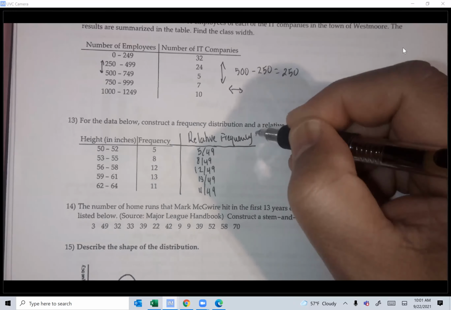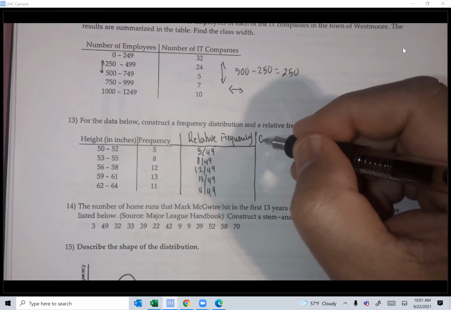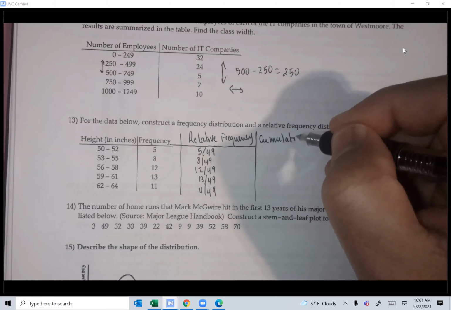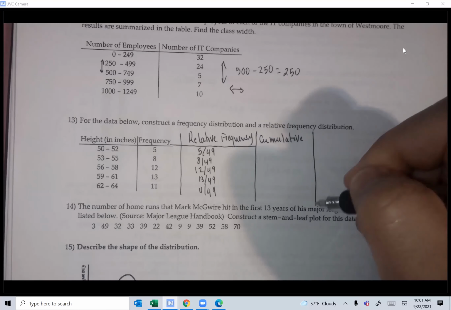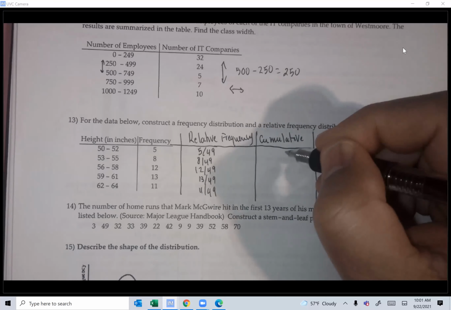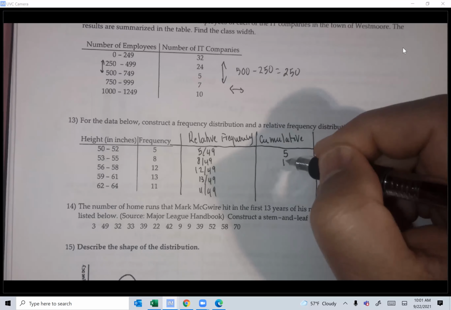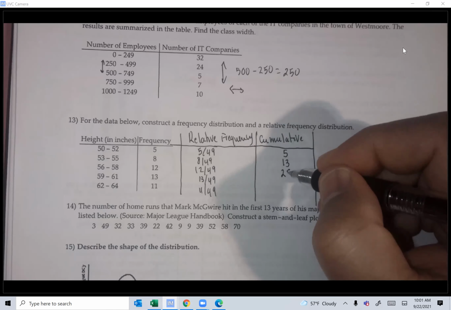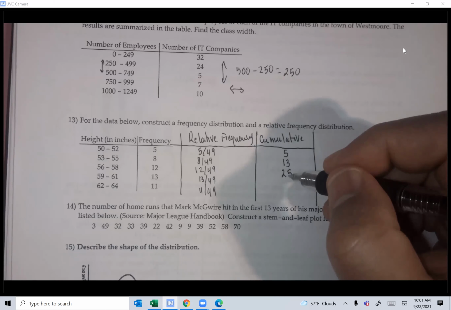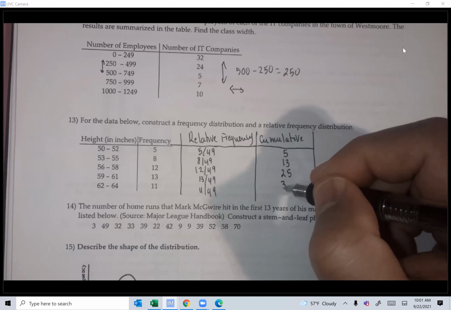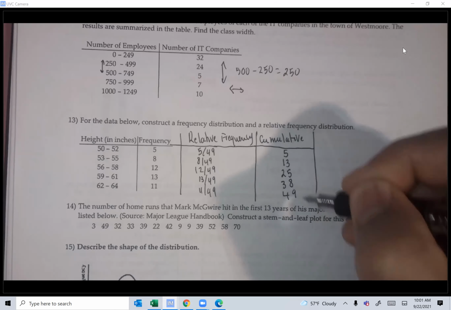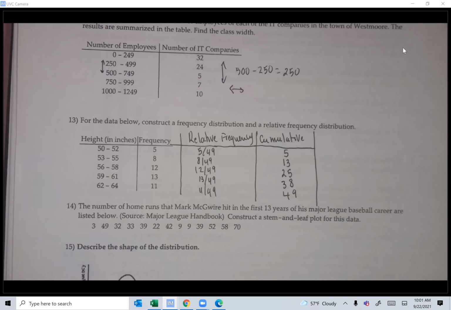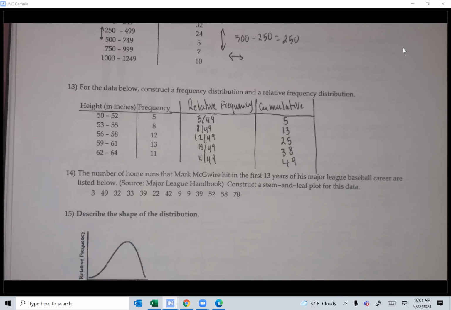And let's say, guys, he wants a cumulative here. Let's do that. So you just put the 5, then the 5 plus 8, 13, then the 5 plus 8 plus 12, 25, then the 5 plus 8 plus 12 plus 13, 38, and then finally the total, which is 49. That's a cumulative frequency.